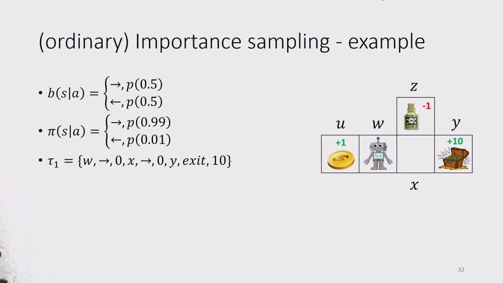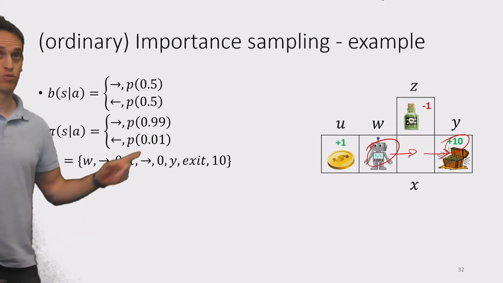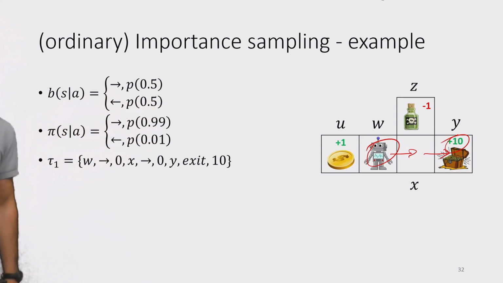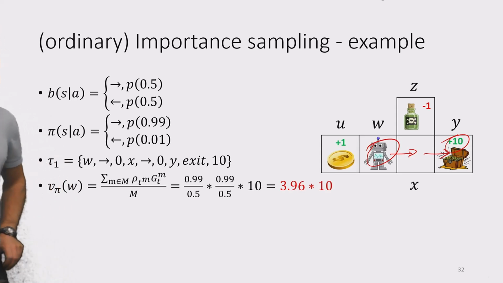Now let's say that we sampled the following trajectory using our behavior policy, policy B. So we started at W, went right, exited and observed a reward of +10. So now we would like to compute the Q value estimates not for our behavioral policy, not for B, but for our target policy, for pi. And we're going to use importance sampling.